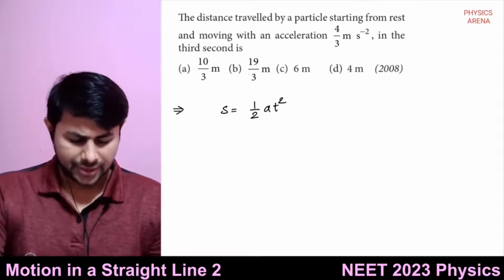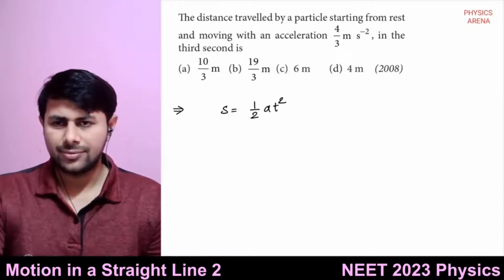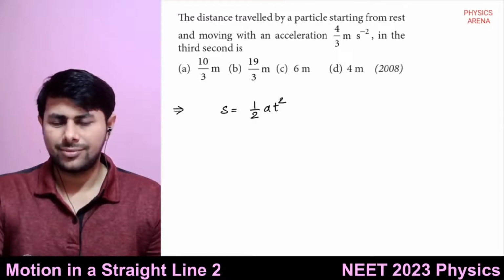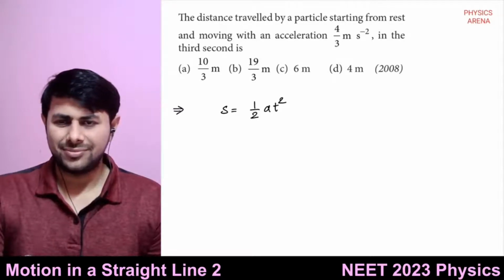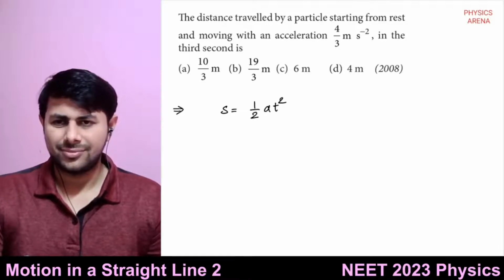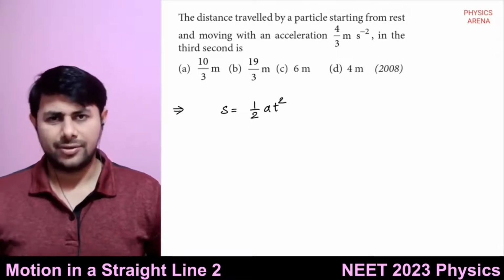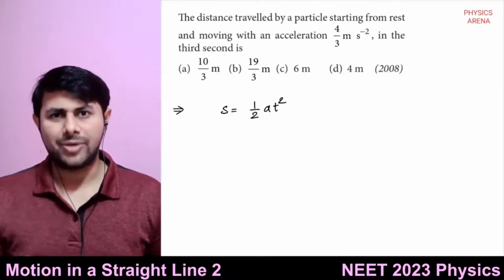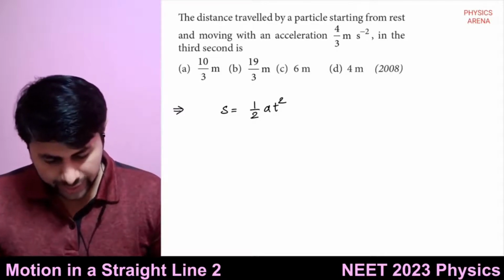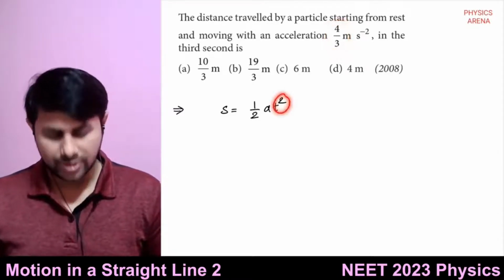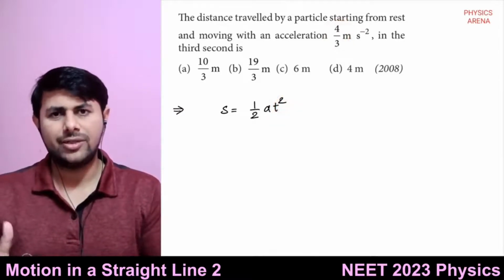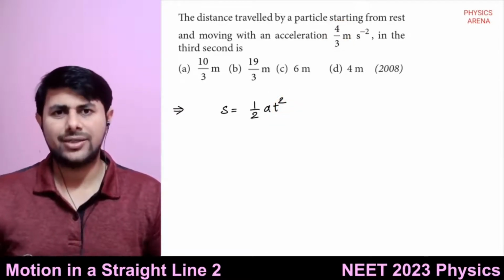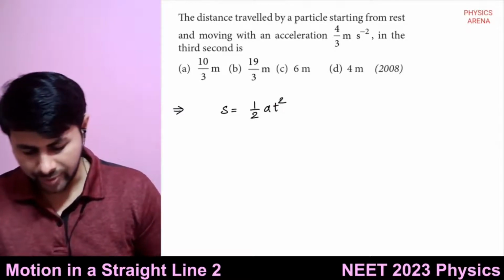Shall I put a and t equals to 3 seconds? See, this is simple. They are asking distance covered in third second. You are hesitating because you know that if you put a, which is 4 by 3, and t equals to 3 seconds, then you will get distance covered in first 3 seconds. You will not get distance covered in third second. So what will you do to find out that?